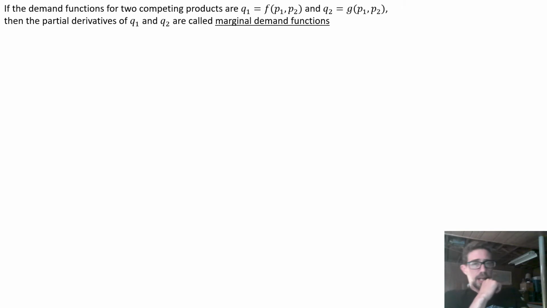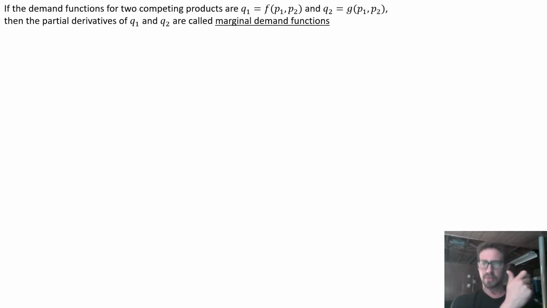Let's talk about demand functions. We have two related products, and in this scenario they are competing, like Nike and Adidas, or Pepsi and Coke. We have demand functions, and both of the demand functions are based on the price for both items.